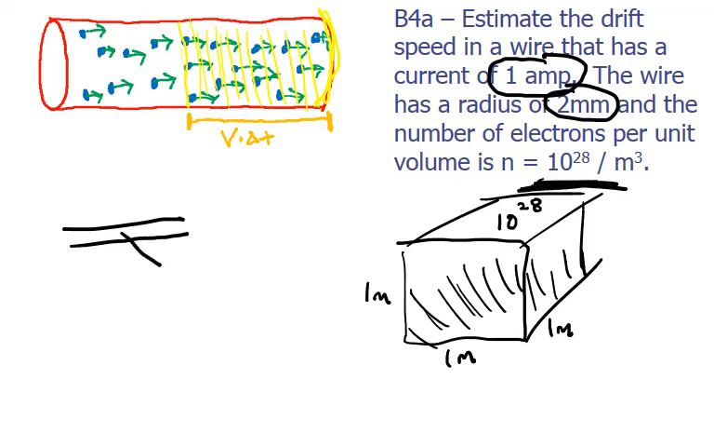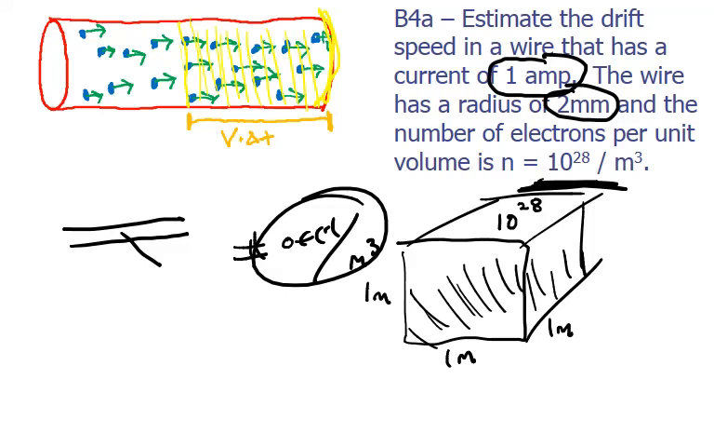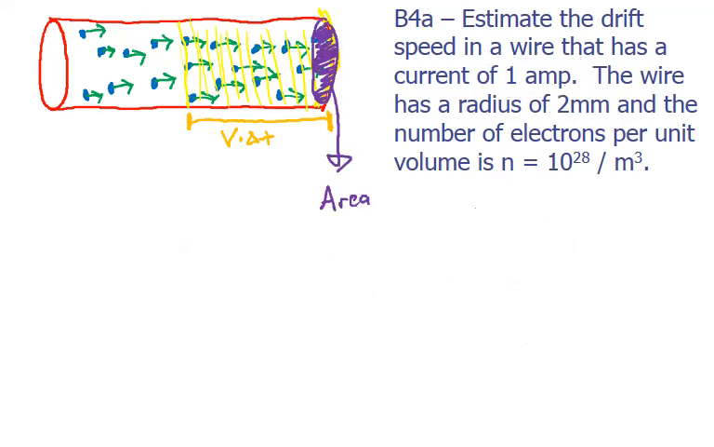This is n, which is the number of electrons per meter cubed, and we can use that if we know something about volume. So what we're going to do here, this is the area, and each charge is q, and it's going to be passing through this area. We know the current is how much charge in a period of time.